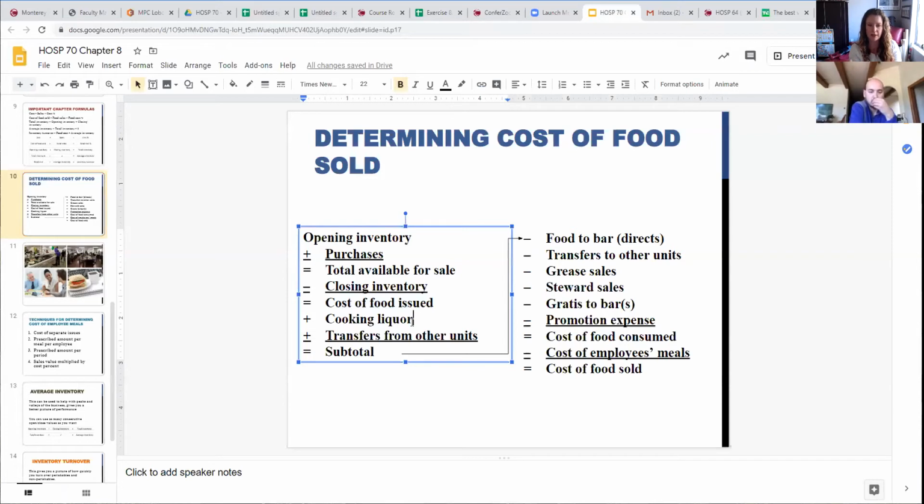Okay, so you're going to add transfers from other units. So think back, we're still at Pebble Beach at the tap room. We ran out of French fries. However, Stillwater Bar and Grill across the hall has French fries. So we're going to transfer the French fries from Stillwater Bar and Grill's food cost to the tap room's food cost. Or we ran out of steaks over at Spanish Bay.